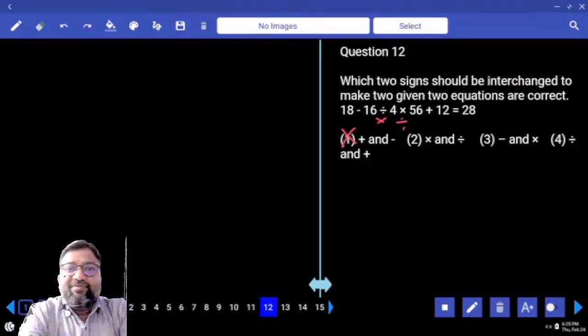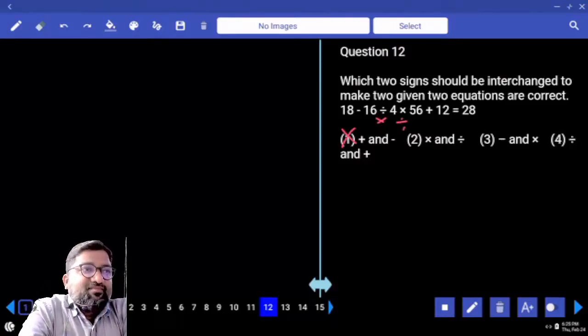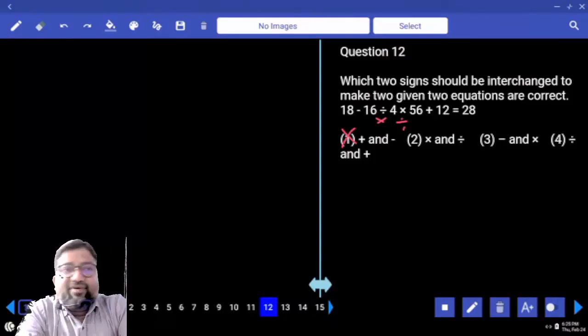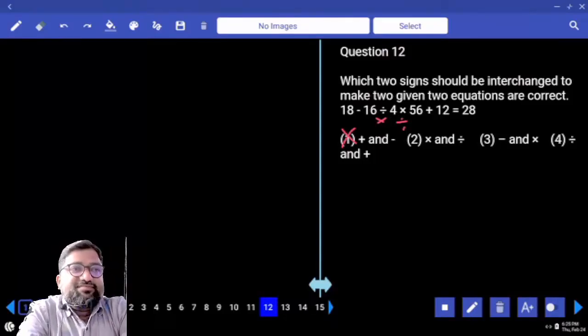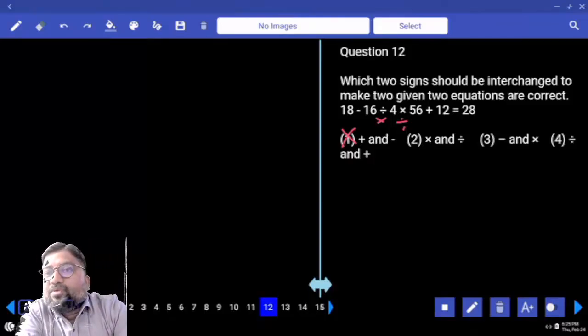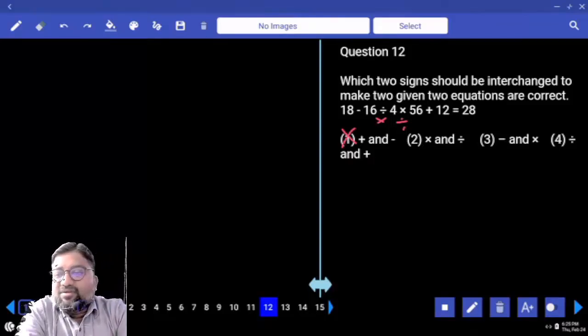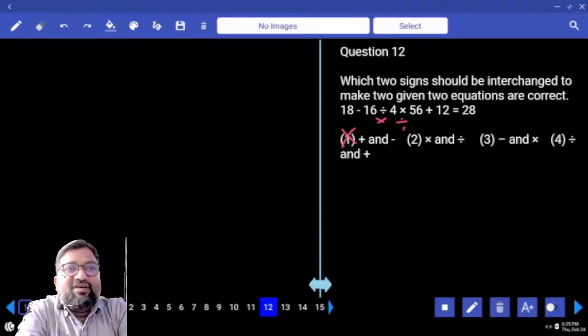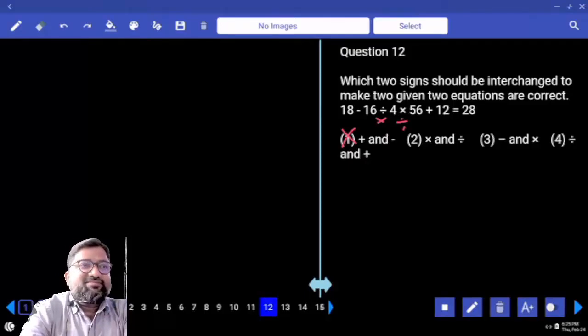4 divided by 56. 4 divided by 56. What is 4 divided by 56? 1 by 14. 1 by 14 into 16. Yes or no? Obviously, the values will be in decimals.